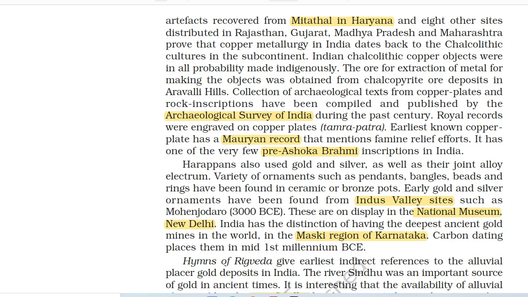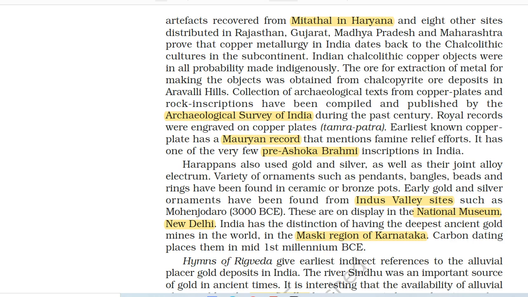Royal records were engraved on copper plates, called Tamrapatra. The earliest known copper plate has a Mauryan record that mentions famine relief efforts. It is one of the very few pre-Ashoka Brahmi inscriptions in India.